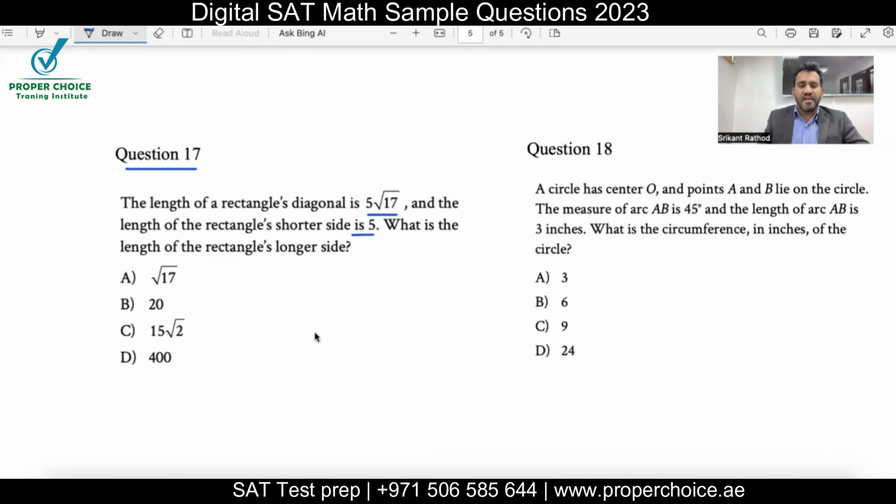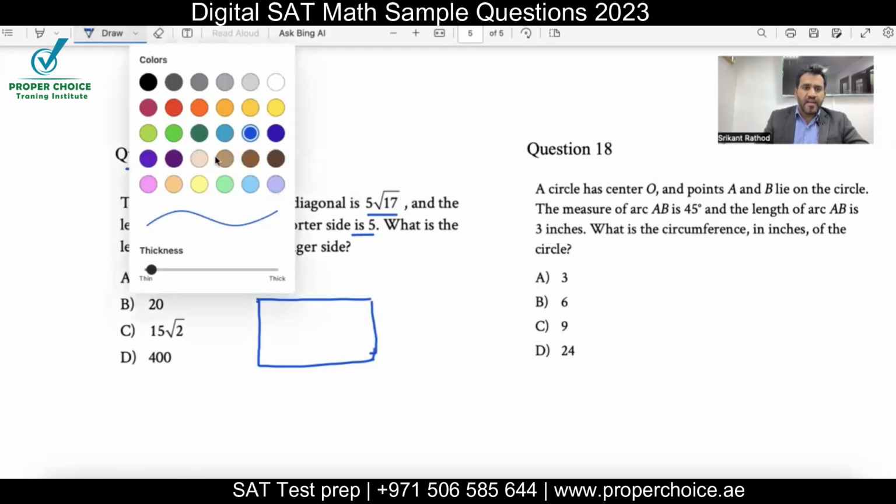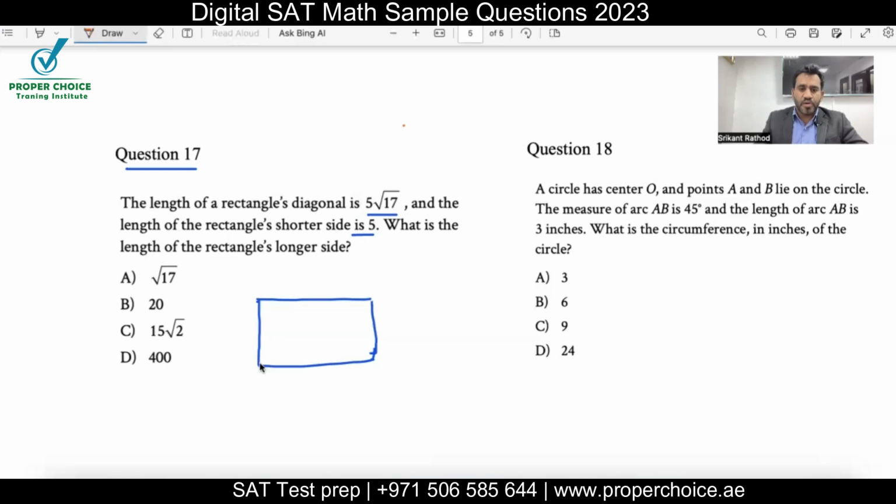Let me just make a graph for it. So what they are trying to say, if I say this is a rectangle, the diagonal is basically the line which is drawn to join the corners. This length is going to be 5 square root of 17, and a rectangle makes an angle of 90 degrees. The length of the shorter side here is going to be 5. The question is about the length of the longer side of the rectangle. If I consider the length of the longer side as x, we are asked to solve for x.